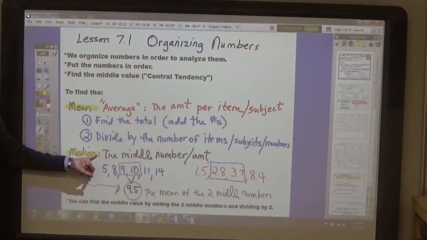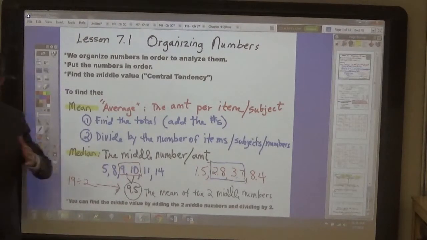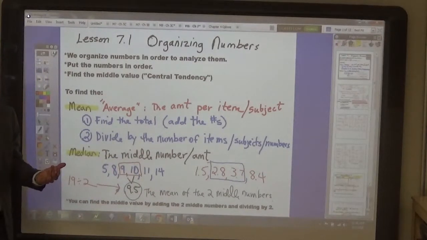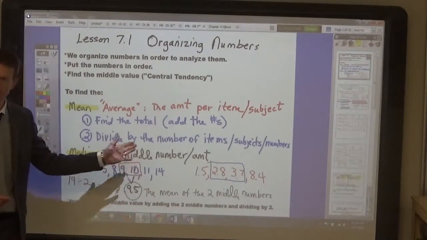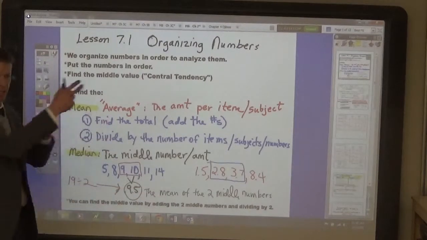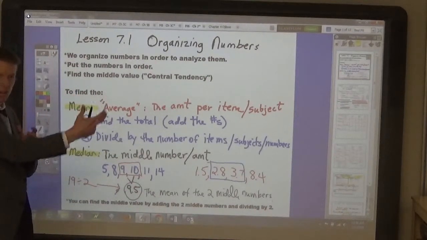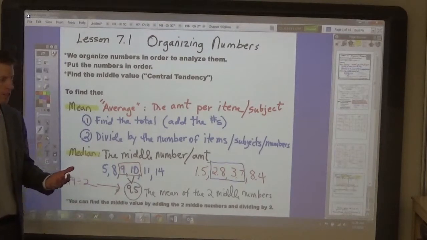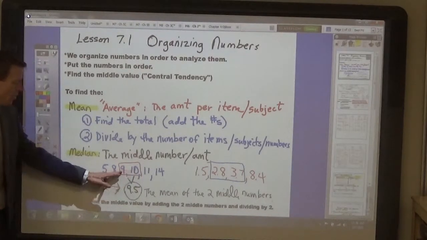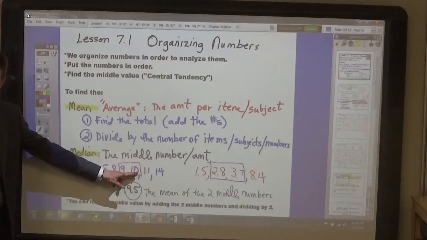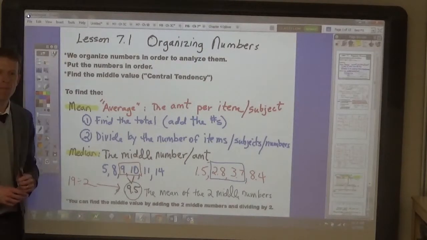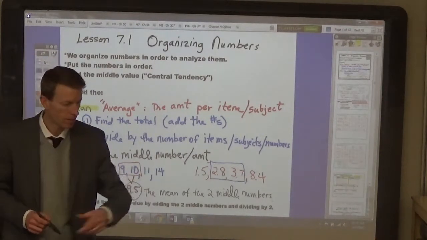Okay? So again, to find the median, put the numbers in order. If there's an odd number of numbers, then you can find the middle number. It'll be listed, and there'll be the same number of numbers on each side of that number. If there's an even number of numbers, then you have to add the two middle numbers and then divide by 2. Okay? Any questions on the median? How to find the median?